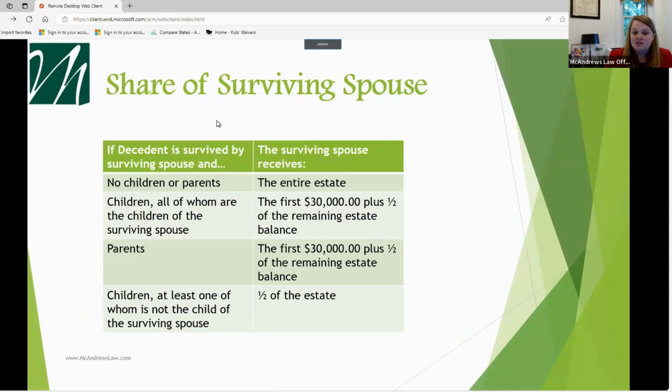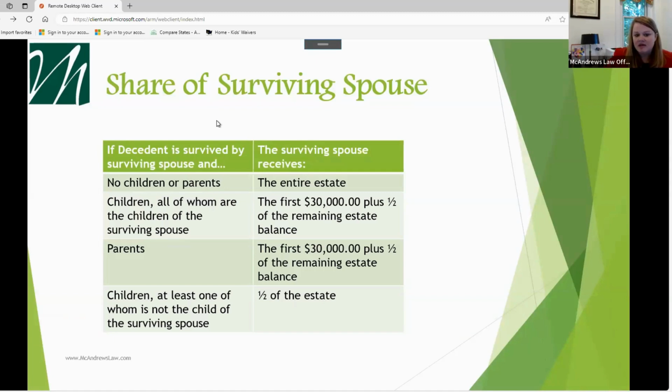If you don't have any children, but you're survived by parents, the surviving spouse would receive, again, the first 30,000 plus half of the remaining balance of the estate, and the other half would go to your parents. If you have children, and at least one of your children is not the child of your surviving spouse, then the estate is just split 50-50.